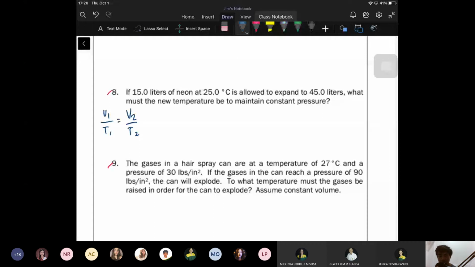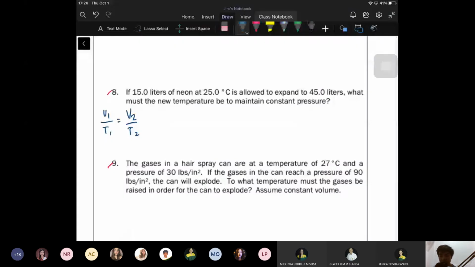Para hindi kayo malito sa pag-solve, no? I-cross multiply nyo muna to, no? Teka lang. Yan, hindi ko makita eh. So i-cross multiply nyo muna to para hindi kayo malito mamaya, no? Okay, so yan. Tapos ano yung hinahanap sa atin, no? Tingnan muna natin yung problem. This is 15 liters of neon at 25. So this will be my initial volume and initial temperature. This will be my final volume and I will solve for the final temperature, T2.